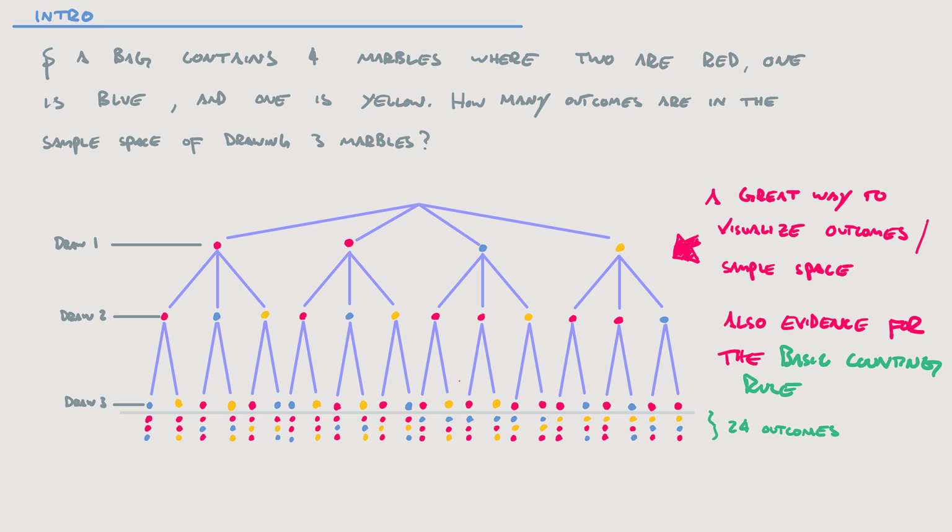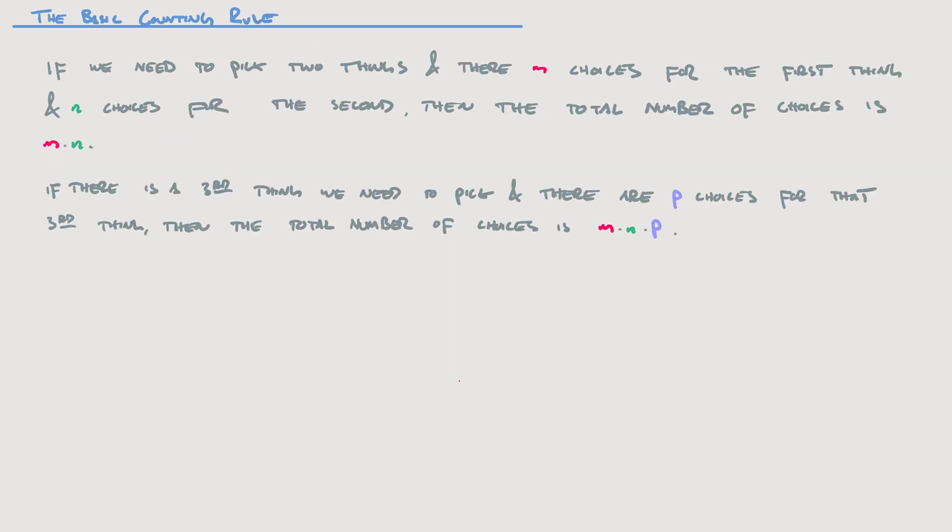Okay, now you might say, well, wait, hold on a second. In this example, there's actually 3 choices, right? You're drawing 3 different marbles. And okay, you can expand the basic counting rule to however many things that you're picking.